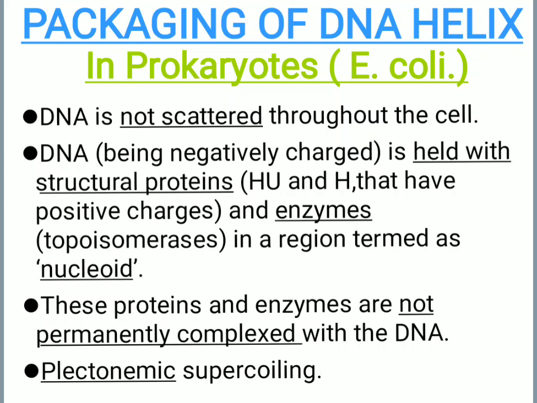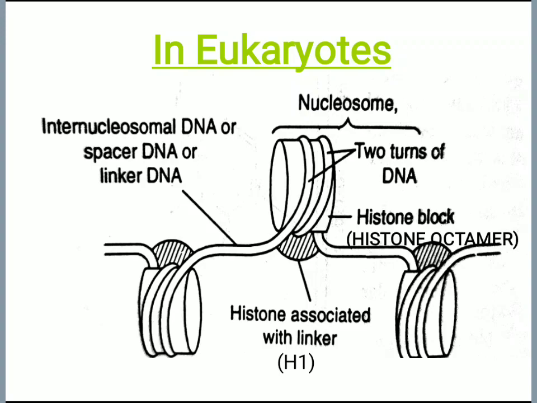Let's talk about prokaryotes first. In prokaryotes such as E. coli, though they do not have a defined nucleus, DNA is not scattered throughout the cell. DNA, being negatively charged, is held with structural proteins and enzymes in a particular region termed the nucleoid. These proteins and enzymes are not permanently complexed with the DNA, and this type of supercoiling is known as plectonemic supercoiling.